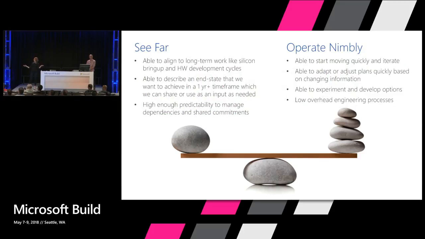So we have sort of two things we try to keep in balance across those 11,000 folks. One, we do have things where we need to be able to see far. We used to call that waterfall. I think folks think that's a bad term. But we have things where we need to make predictions. And we need to be able to say, in a year at Build, we want to talk about X. In a year at Christmas, we want to launch Y. So we need things that have the ability to see far. But we need for the teams and for the organization to be able to respond to changes, to be able to adjust plans. We need to be able to operate nimbly.